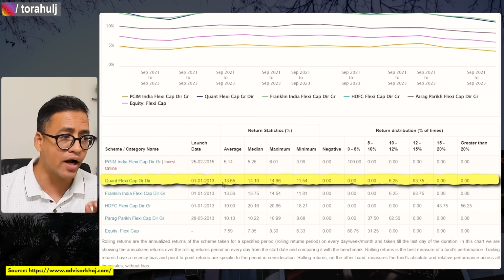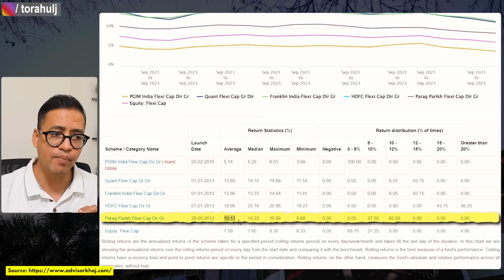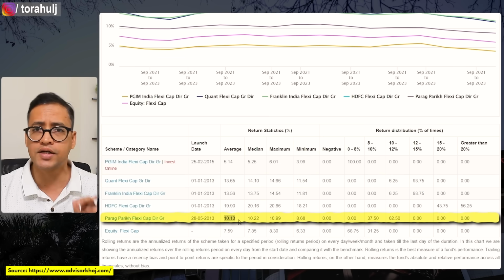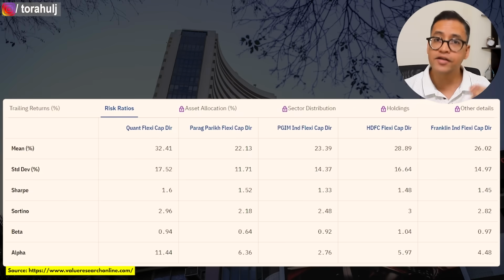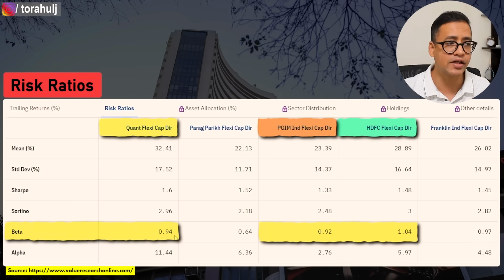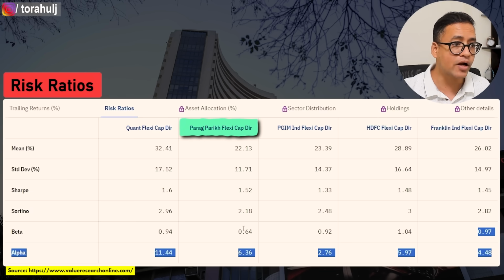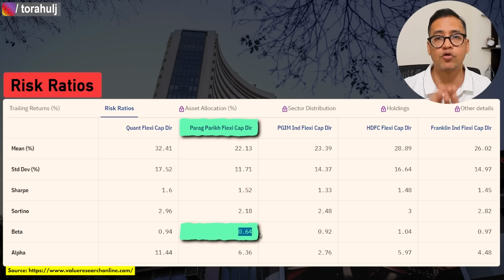Number 2 is Quant as well as Franklin, neck to neck really. And at number 3 is Parag Parikh Flexi Cap mutual fund, giving 10.13% annual returns. Now, if we compare their risk ratios, you will see that Quant, PGIM and HDFC have higher beta. Quant has 0.94, PGIM has 0.92, HDFC has 1.04, as well as Franklin has 0.97 beta. So from a risk perspective, these 4 mutual funds are at higher risk. While if you look at Parag Parikh, it has only 0.64 beta. Again, this is more stable from a risk perspective.